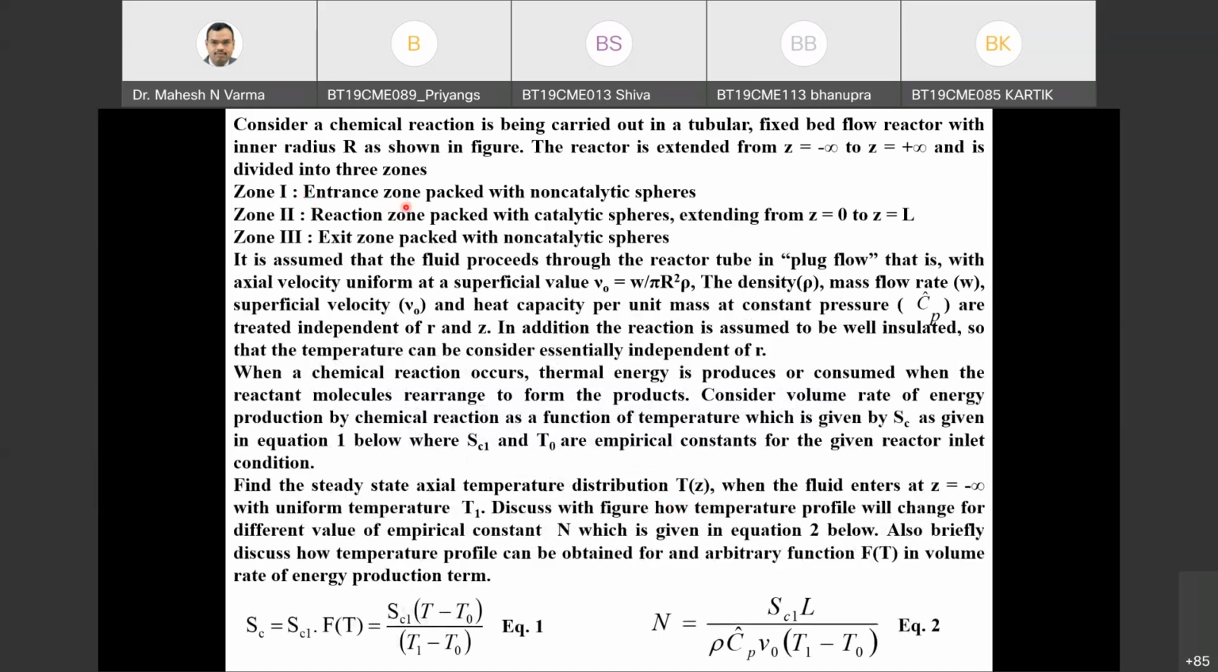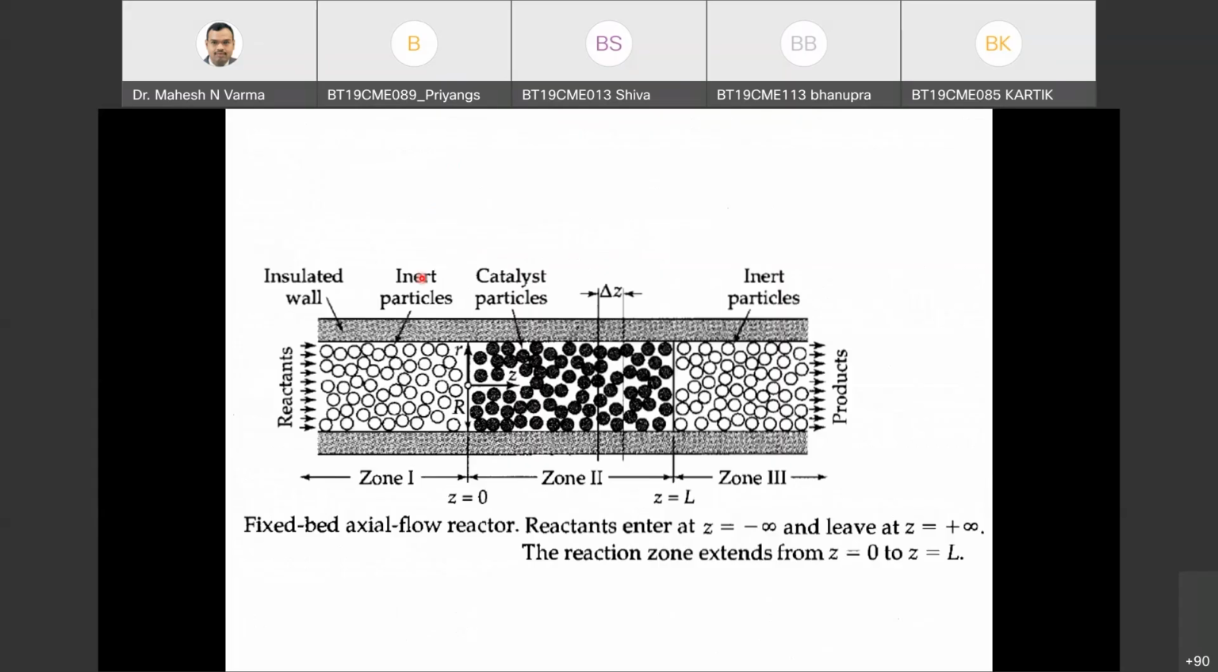The entrance zone is packed with non-catalytic spheres. The purpose of the entrance zone is that there should be a uniform flow distribution as well as uniform temperature and energy distribution, so it is packed with non-catalytic inert particles. Just a uniform distribution of all the properties, that is the main importance of this entrance zone. And zone 2 is a reaction zone. So this is zone 1.